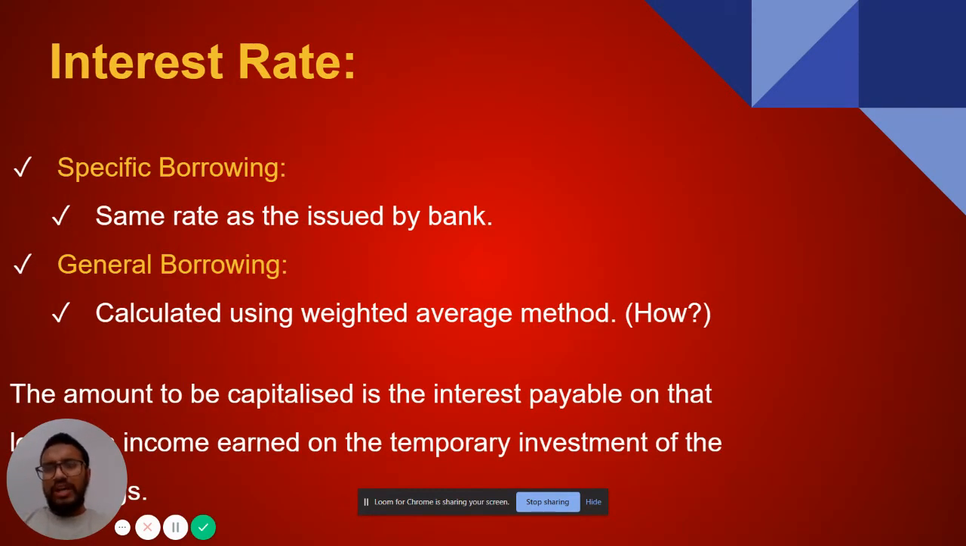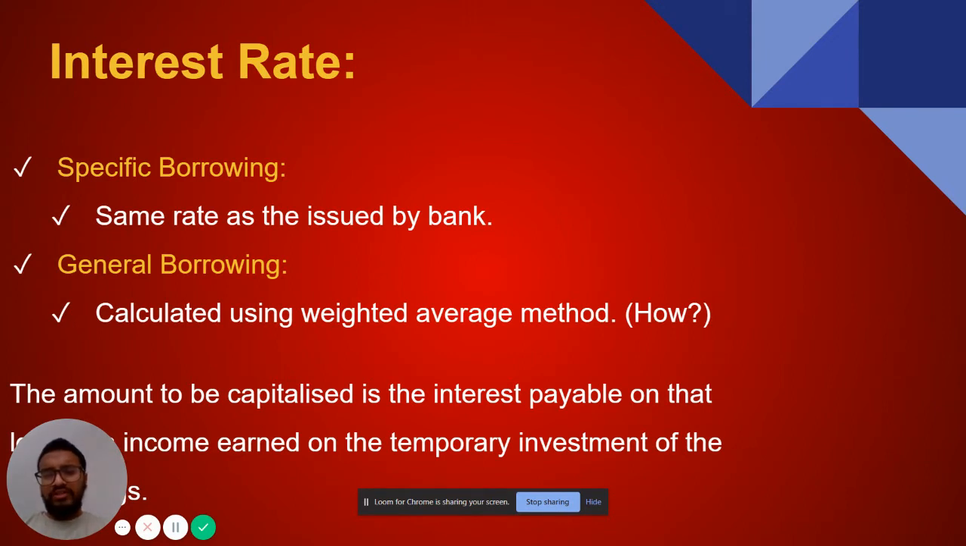Similarly, when we are talking about capitalization of borrowing cost, we need to talk about the interest rate. There are basically two types: first is specific borrowing, second is general borrowing. Specific borrowing is when you borrow just for that particular asset only. The rate that you capitalize will be the same as the rate that is charged by the bank to you.